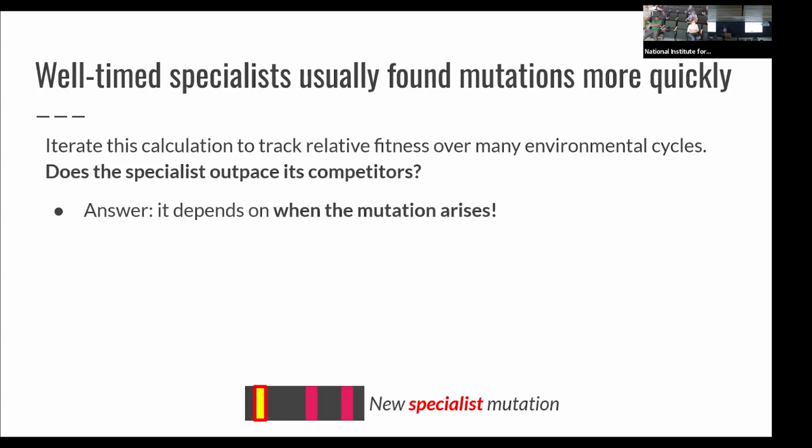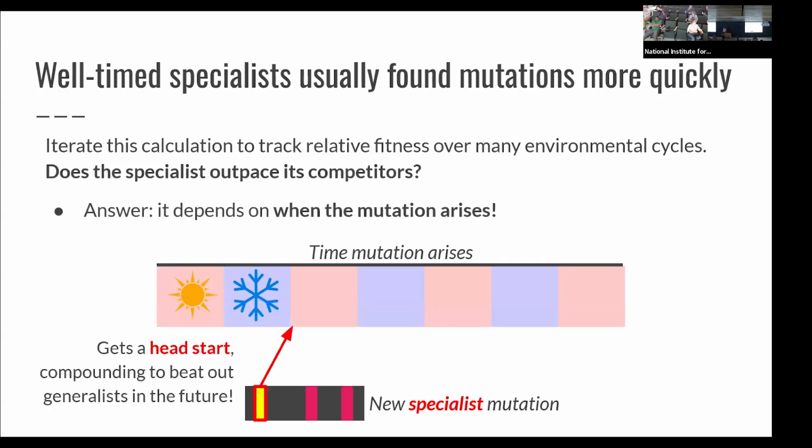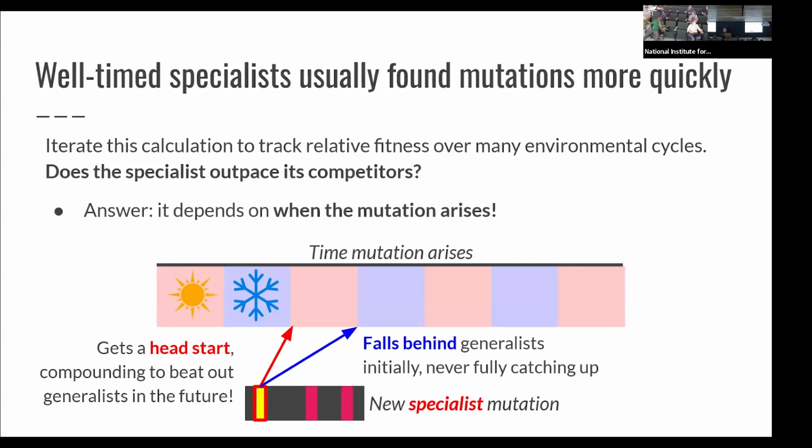So if we have our new specialist mutation, in principle, it could arise at any time in a periodic environmental cycle. If it arises at the beginning of a beneficial period, let's say it prefers the red environment, then at first it'll get a head start in founding new mutations, and that head start will compound over time to beat out a generalist mutation that arose at the same time. Conversely, if it arises at the start of a deleterious period, it'll fall behind generalists initially and never fully catch up.